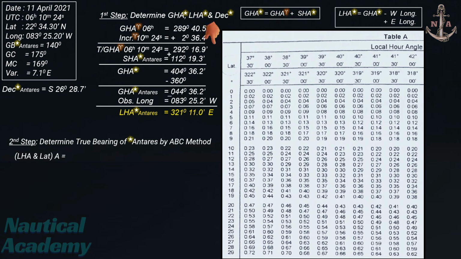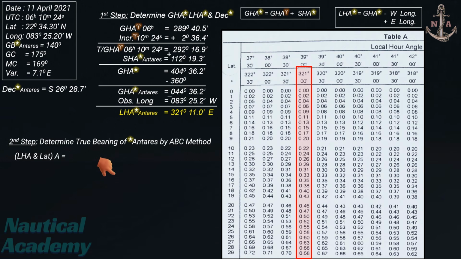The local hour angle of Antares at the time of observation is 321 degrees 11 minutes. In the table, the available values are 321 degrees 0 minute and 321 degrees 30 minutes. We will take the nearest value, which is 321 degrees 0 minute. For this approach, we will not perform interpolation and will later compare the result using a scientific calculator.